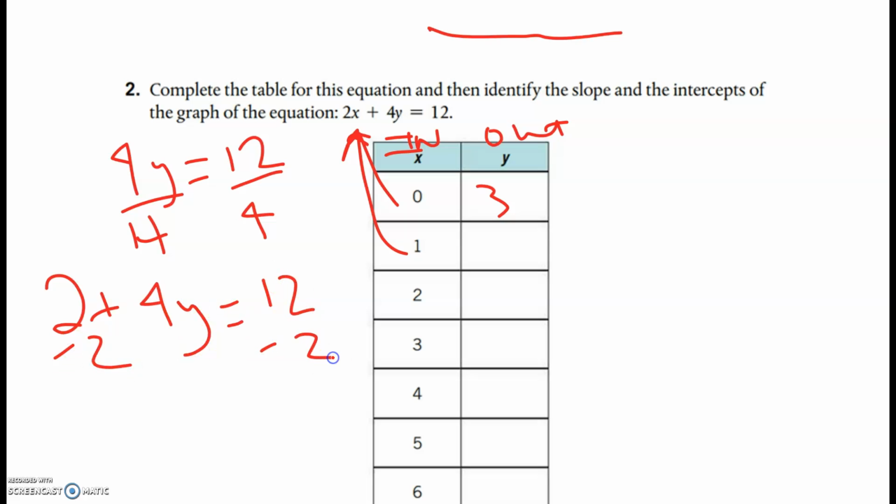Subtract 2. 4y equals 10, divide by 4, and you can either write a decimal, or you could write 5 halves, or 2 1/2, something like that. But notice this is a lot of work. The even ones aren't going to be so bad. Those aren't going to give me fractions, but it looks like the odd ones are.